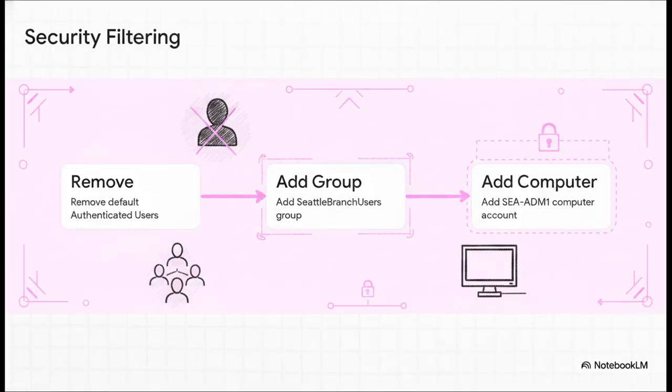But wait, we don't want this override applying to just anyone who wanders into Seattle. We need to target it precisely. To do that, we use security filtering. We strip out the default Authenticated Users group and explicitly drop in the Seattle Branch Users group. Actually, here's a massive gotcha that trips up so many admins. Group policy requires each computer account to have read permissions from the domain controller to successfully apply user GPO settings. So we absolutely have to add the CA-ADM1 computer account to this security filter. Otherwise, the override simply won't work.